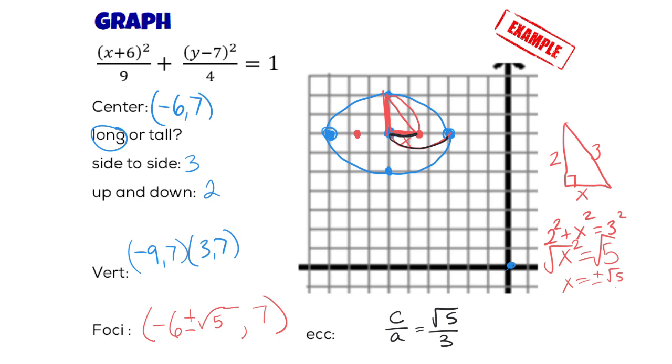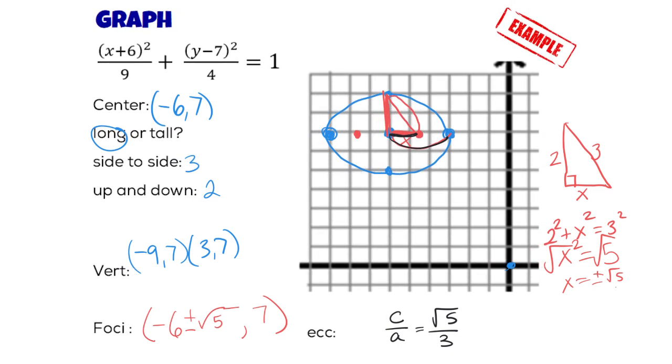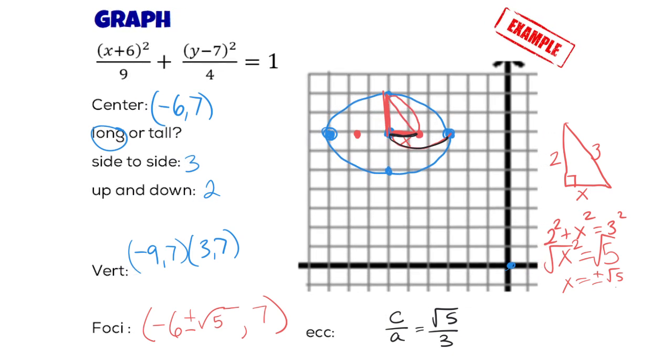which as a decimal is about 0.74. So remember, the closer to 0, the rounder it is. The closer to 1, the more elongated it is. And this one's kind of elongated. So that's what a 0.74 eccentricity would look like.